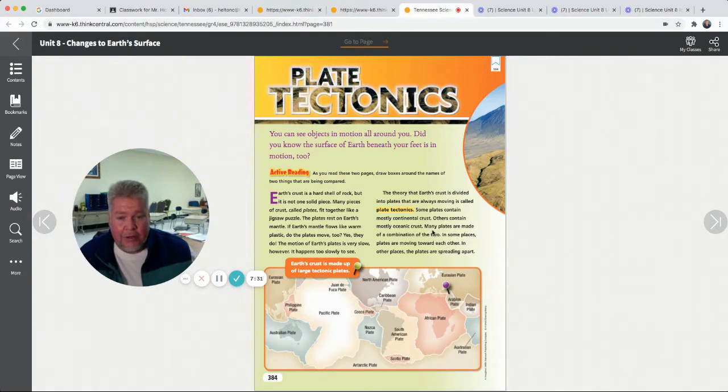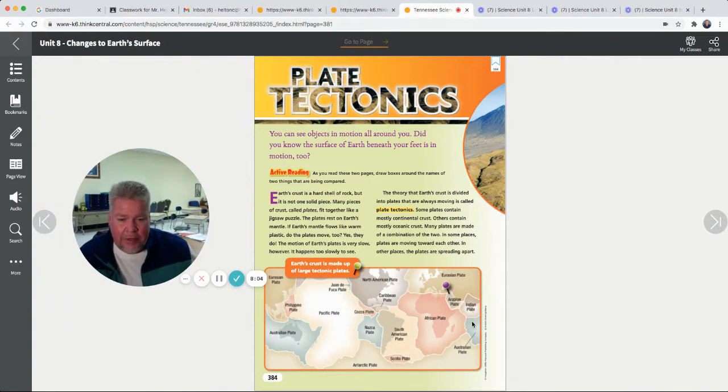Well, continental crust would be like the place where it's land, like North America, right? North American plate would be continental crust, but out here between North America and Philippines or Japan, China, is the Pacific Ocean. So this is the Pacific plate, so it contains oceanic crust. Many plates are made of a combination of the two. That would be where the plate is kind of partially on land and partially over water. In some places, plates are moving toward each other. In other places, the plates are spreading apart.